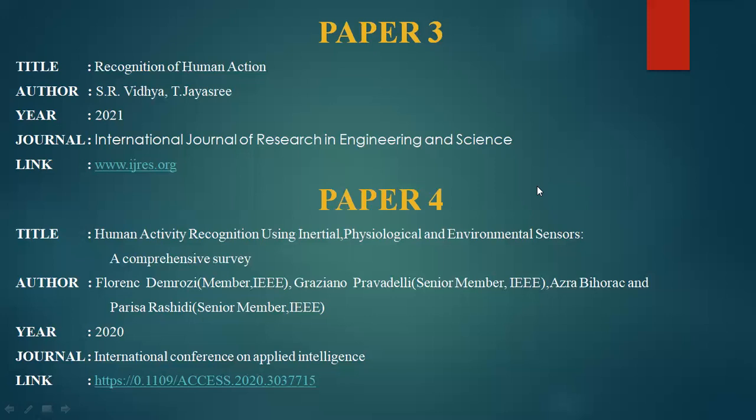Coming to paper 4, the title is Human Activity Recognition Using Inertial, Physiological and Environmental Sensors, by the authors Florenc Demrozi, member of IEEE, Graziano Pravadelli, senior member of IEEE, Azra Bihorac, and Parisa Rashidi, senior member of IEEE. Human action recognition systems have become a growing research area in the past decade.